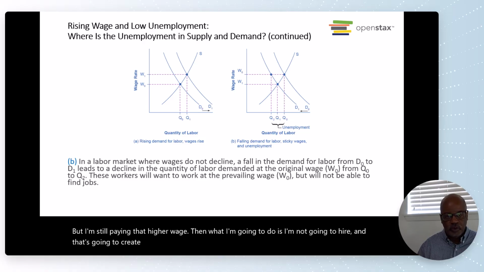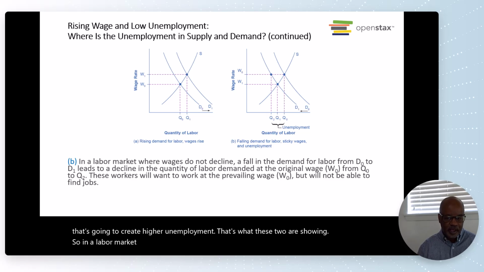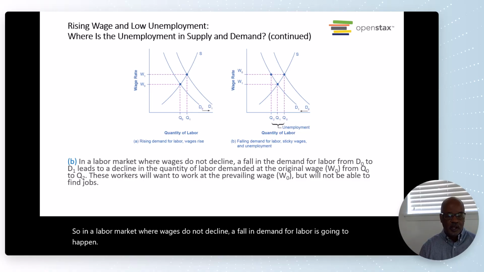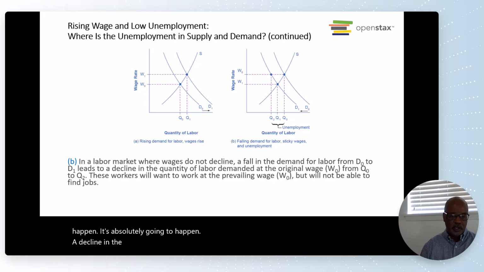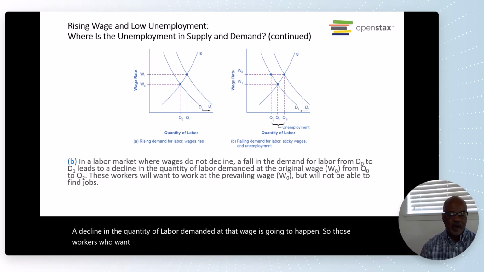That's what these two are showing. So, in a labor market where wages do not decline, a fall in demand for labor is going to happen. It's absolutely going to happen. A decline in the quantity of labor demanded at that wage is going to happen. So those workers who want to work at the prevailing wage will not be able to find jobs. It's going to create unemployment.